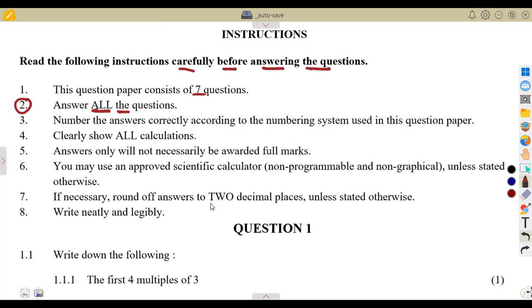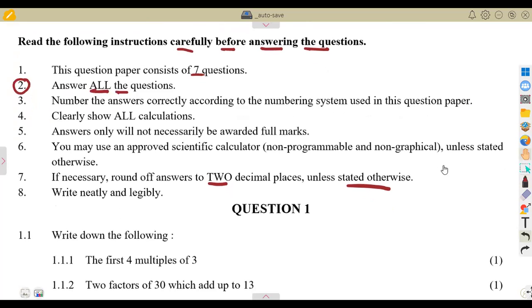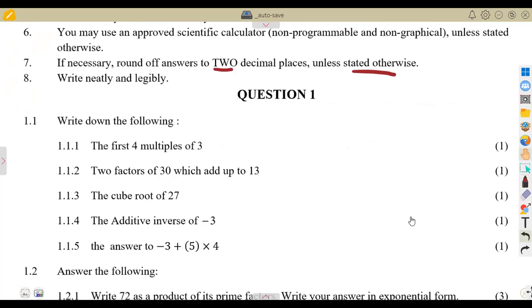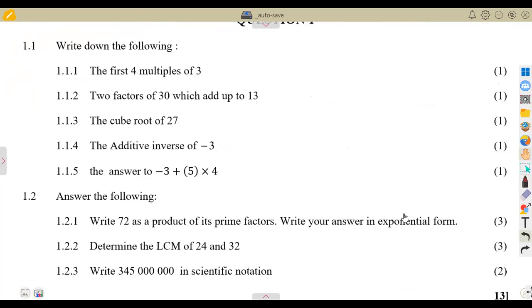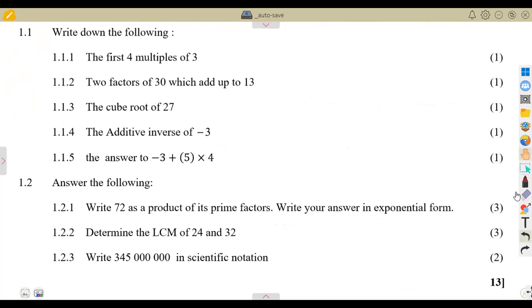And the most important part is this: whenever you are to round off your answers, make sure you do so to 2 decimal places, all right, unless stated otherwise, unless there is an instruction that you're given on that question. So I hope everything is clear there. So like I said, we are not going to waste much time. These are your typical questions that you need to understand as part of your syllabus in your term 2.